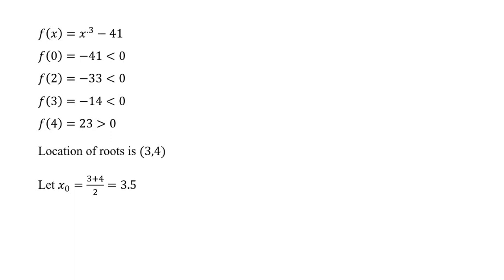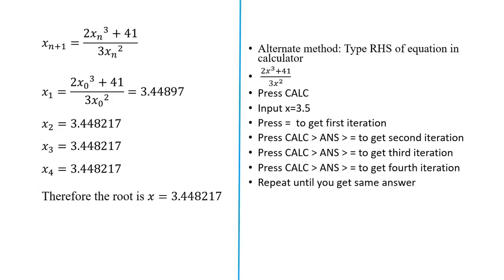Let us take the midpoint as the initial root. 3.5 is the initial root. So x1 is this formula. Like I said, I am using the alternative method. Type the right hand side of the equation, 2x cube plus 41 by 3x square. Press calc. It will ask you what is the value of x. Take the initial root, 3.5. Repeat these steps. So you will get the different values of x. Stop until you get the same answer.